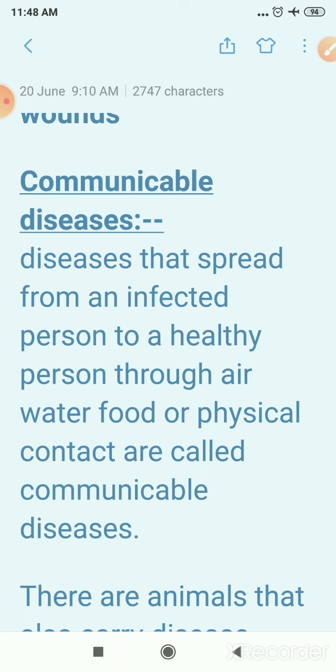There are a lot of diseases. Some diseases are not communicable diseases. Some diseases are deficiency diseases. These diseases are not communicable. But those diseases which are spread from an infected person to a healthy person through all these means that we have discussed earlier, through air, through food and water, through direct contact, through insects, are called communicable diseases.